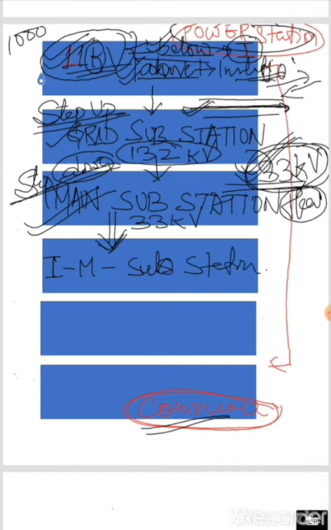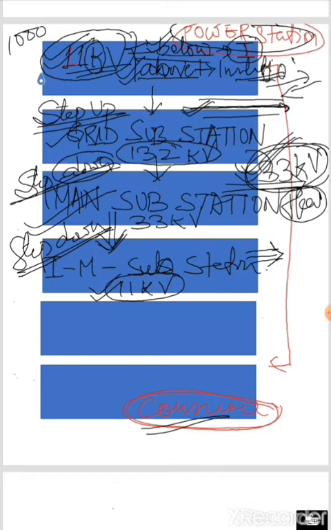Now what happens here is, again it is stepped down by using a step down transformer to 11 kilovolt. Understand? So this is equal to the one which was generated in the power station. Okay, so 11 kilovolt is now done at the intermediate substation. So from this station, two branches come out.